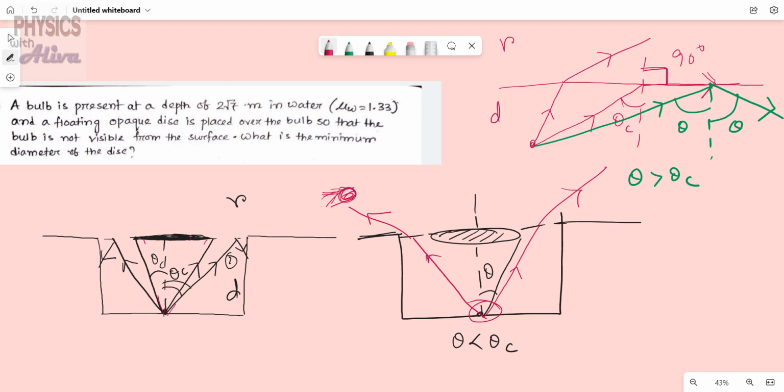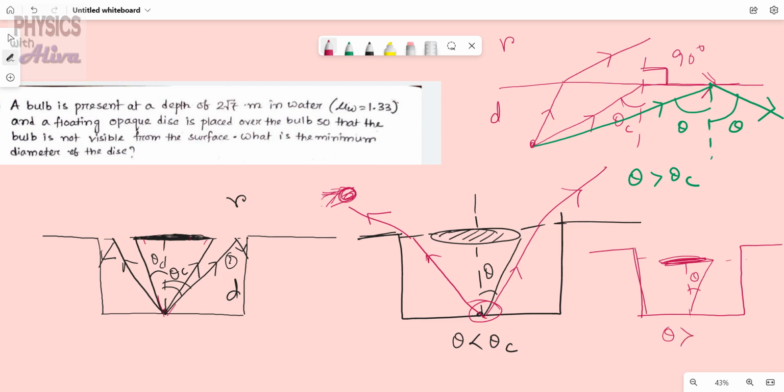Okay, right? And now the third case, if theta is greater than theta c, we will discuss the third case. This is the disk and this is the angle theta.